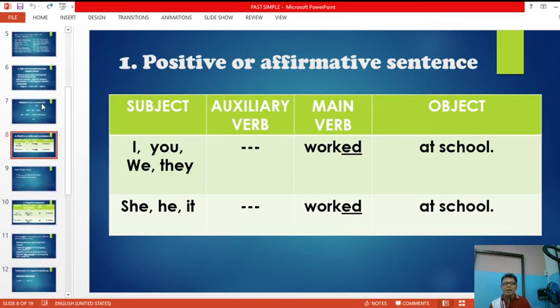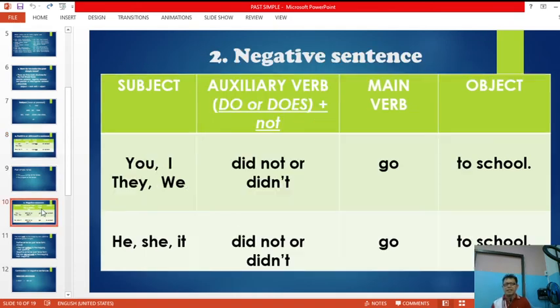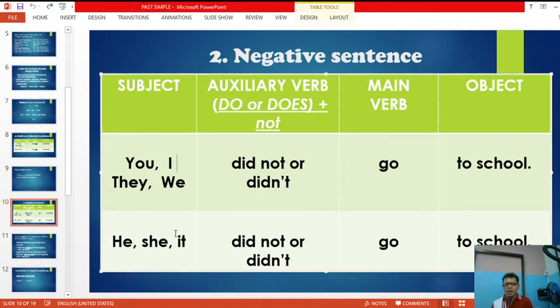How about negative sentence? Okay, now to make a negative sentence, all you have to do again is the same thing. Positive and negative sentence, they're basically the same style. So again, the subject, either it's plural or singular form, you only use the word did not. Okay? Did not or didn't. And the same thing here. Did not or didn't. No difference at all.